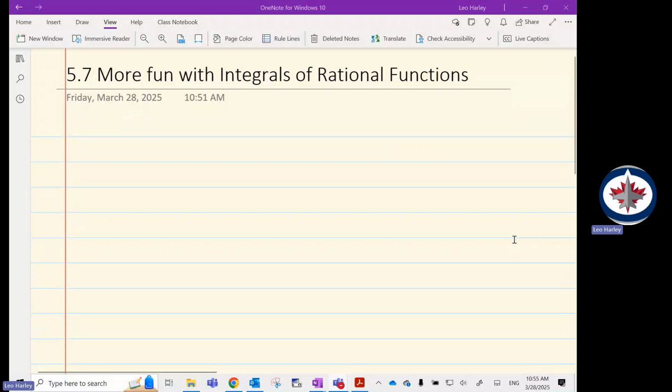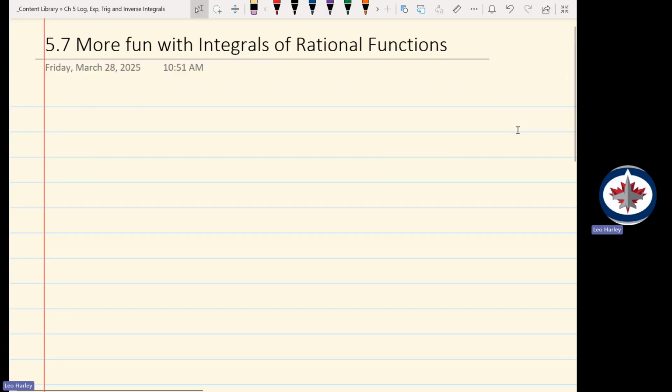Okay, let's get started. It's quite the title. I worked hard on that. More fun with integrals of rational functions. There are, you ready? 12 examples. Let's just get at it. Some of them are quick though.